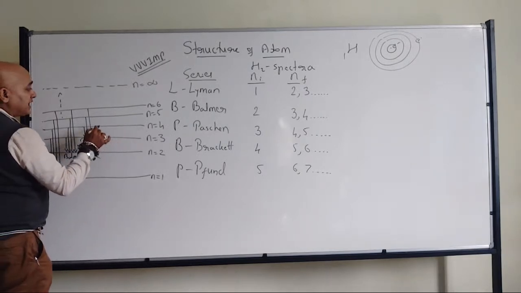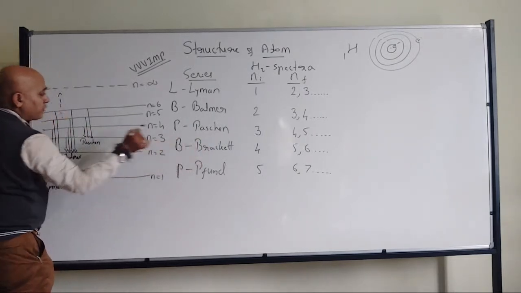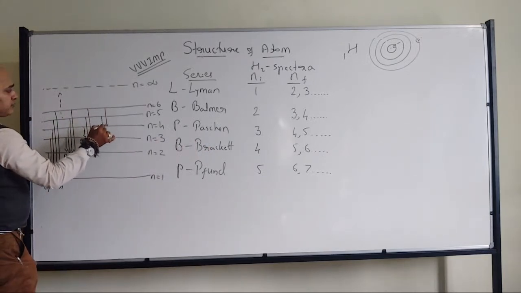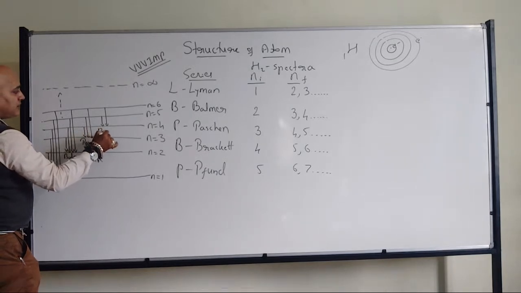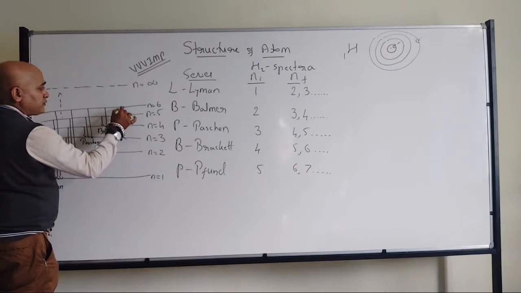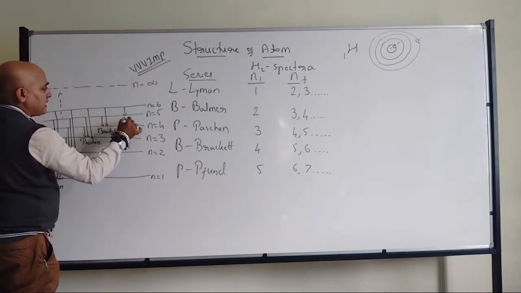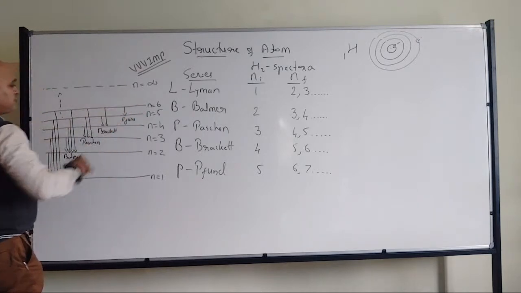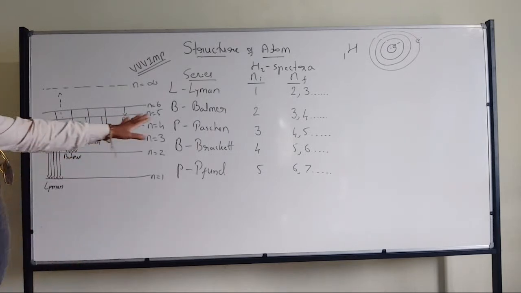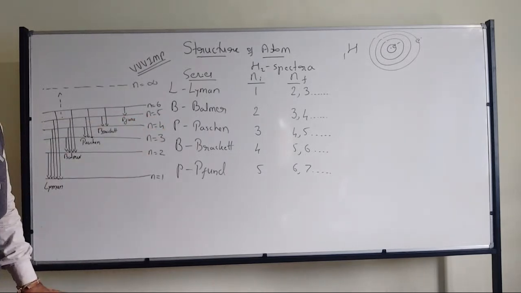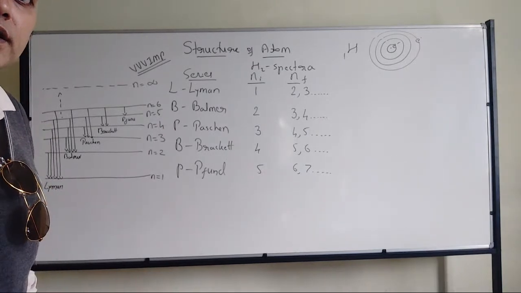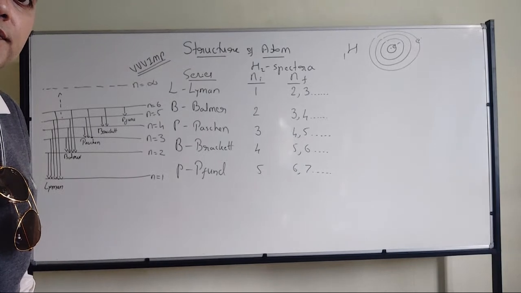Okay? Now, Brackett. For 4, it has moved from here, right? So from there it will come back to 4. So that's 4, we have the Brackett. Same way for Pfund. It has moved from here, so it will come back here. Even from higher energy levels it will come; I have shown only up to n equal to 6. So that's what this indicates. All of you have understood? Any doubts in this?